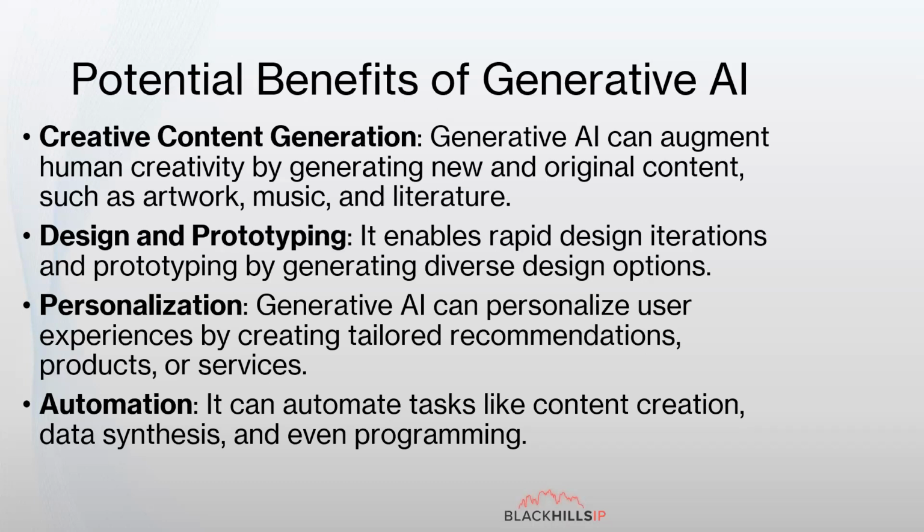And finally, automation. Generative AI can automate repetitive or time-consuming tasks such as content creation or data synthesis, freeing up human resources for more complex tasks, and even programming, right? So just a couple of days ago, OpenAI released a code interpreter, which is a feature in the Chat GPT Plus version, that is a paid version, where you can have Python programs being written and you can upload your own data set to Chat GPT, and it can analyze that data that you uploaded. It can create visualizations, charts, and things like that.